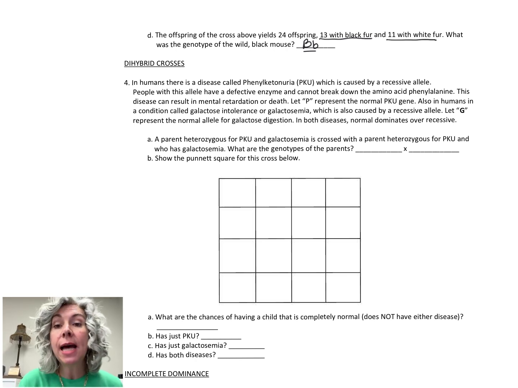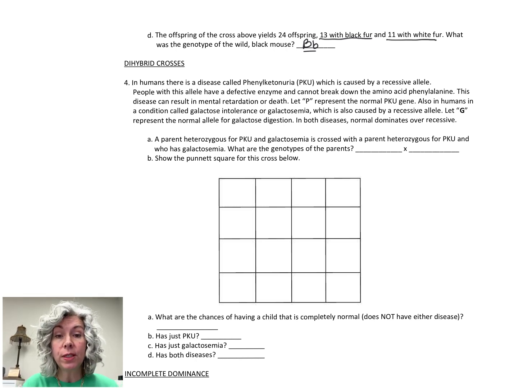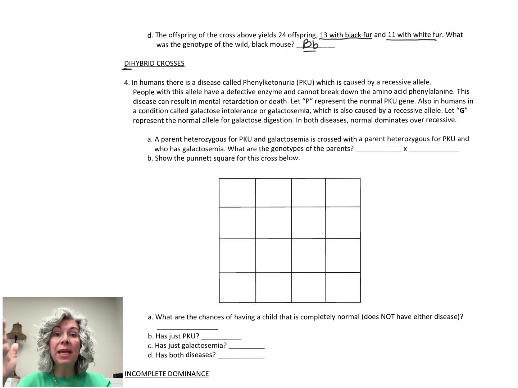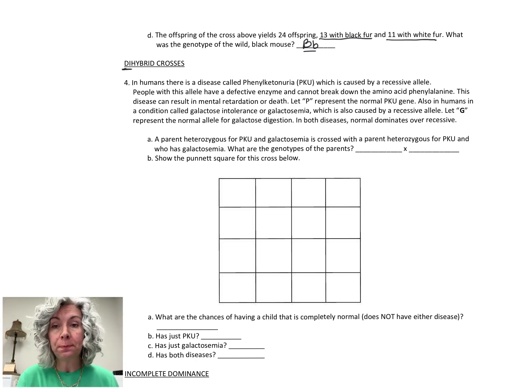All right, let's jump to dihybrid crosses. So number 4, this is one of the big ones. This is as big as we'll go in this class. So in a dihybrid cross, first off, let's break this word down. Dihybrid, di. Di means two. So we are working with two separate independent traits. Monohybrid, one trait. Dihybrid, two traits.